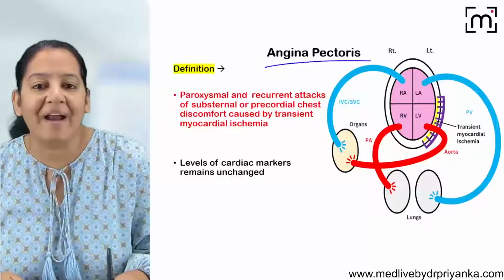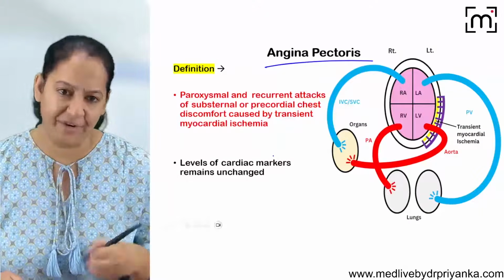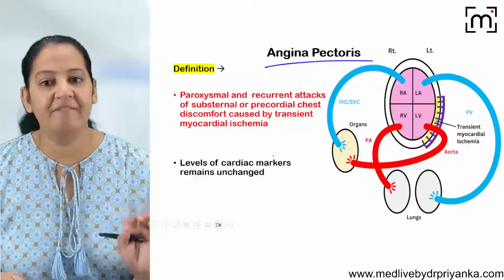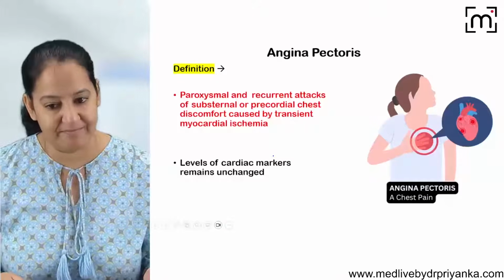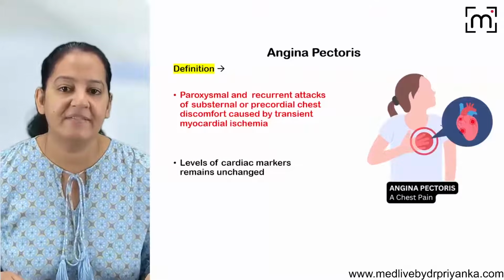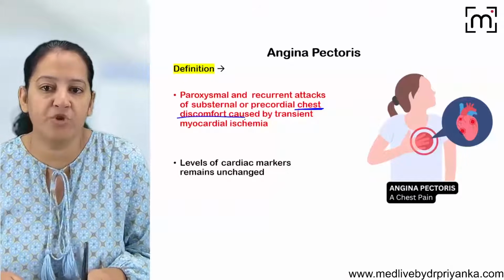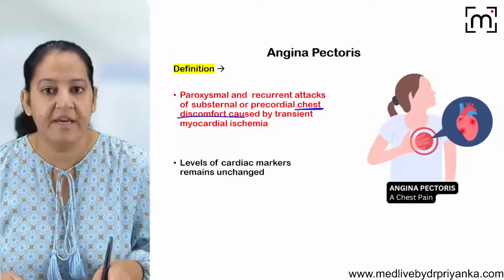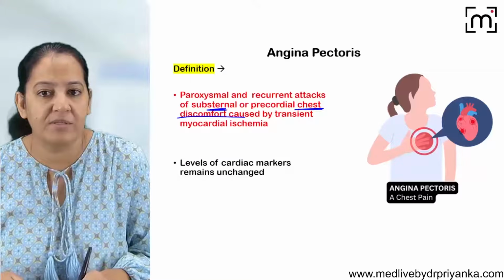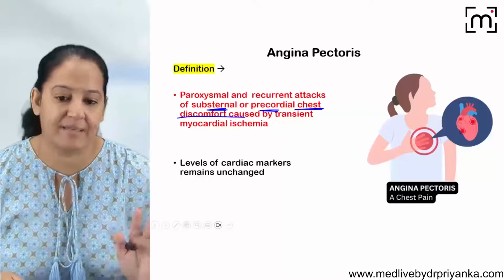So angina pectoris. Let's start angina pectoris. What is angina? Can you define angina? In simple words, angina is simply chest pain. It is chest discomfort. Rather than saying chest pain, say the word discomfort. Which portion of the chest? It is just substernal, below the sternum, or precordial. Substernal or precordial chest discomfort.